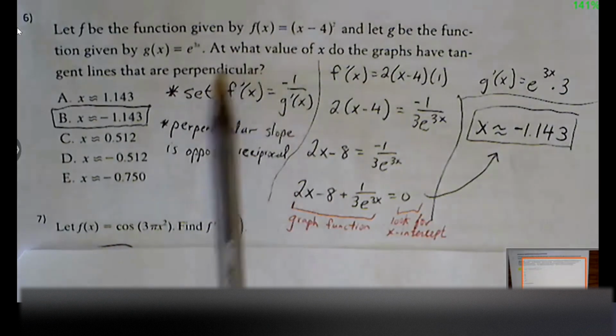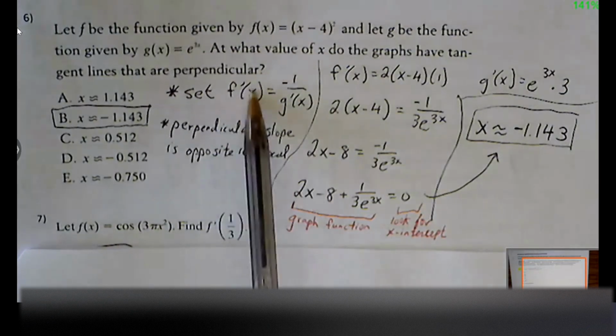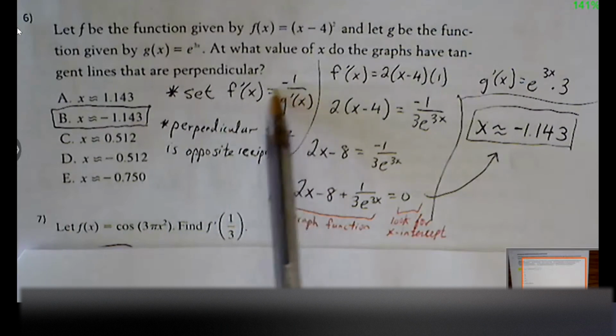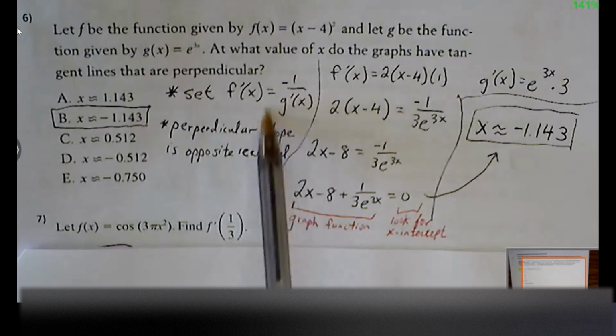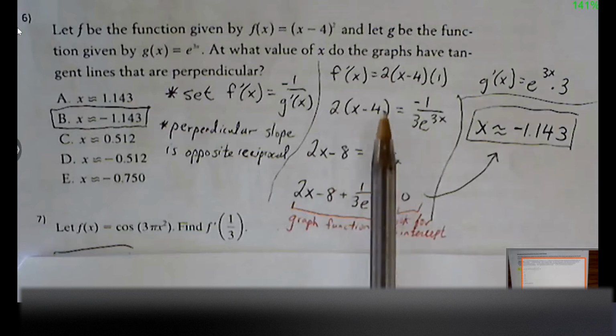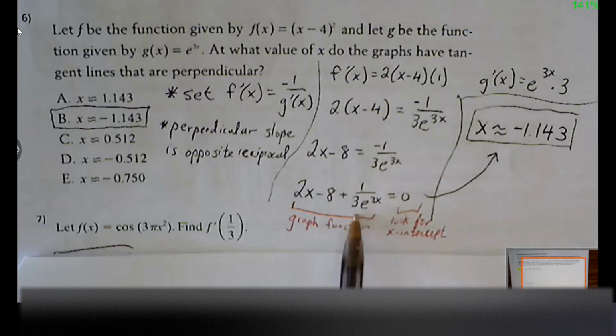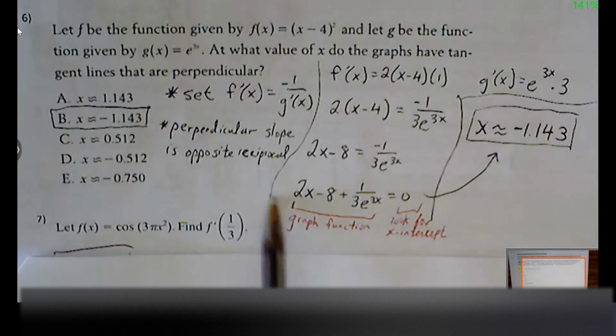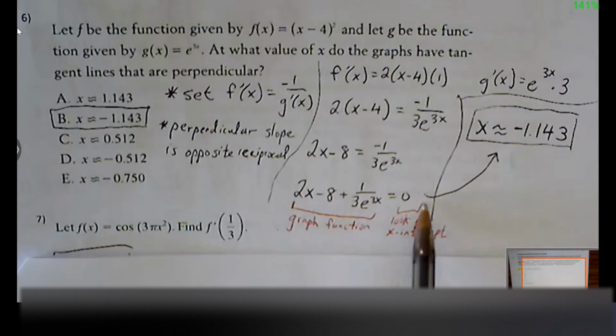So f prime gets replaced with 2 times x minus 4, and then negative 1 over g prime. G prime gets replaced with 3 e to the 3x. And now, if I just bring everything over to one side, because this is not something that I can solve by hand, I can just graph an expression. And if I want it to be equal to 0, I can just look for the x-intercept.